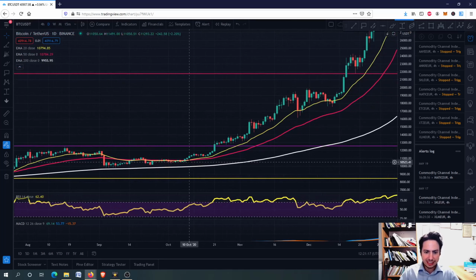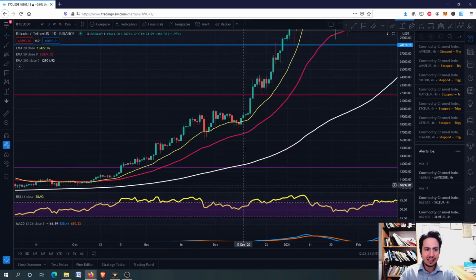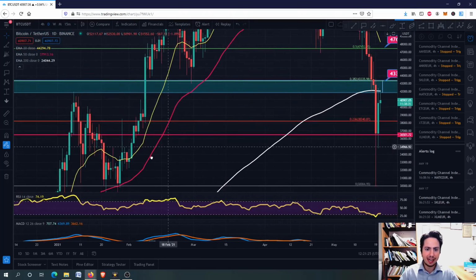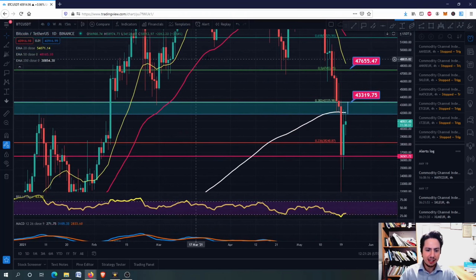First of all, since this bull run started around here, the 50-day EMA in the daily frame has always been beyond the 20-day EMA. As you can see here, if I go down from here, it is always beyond. Now it is the first time we get this bearish cross. That's why I believe this wasn't the bottom for me.